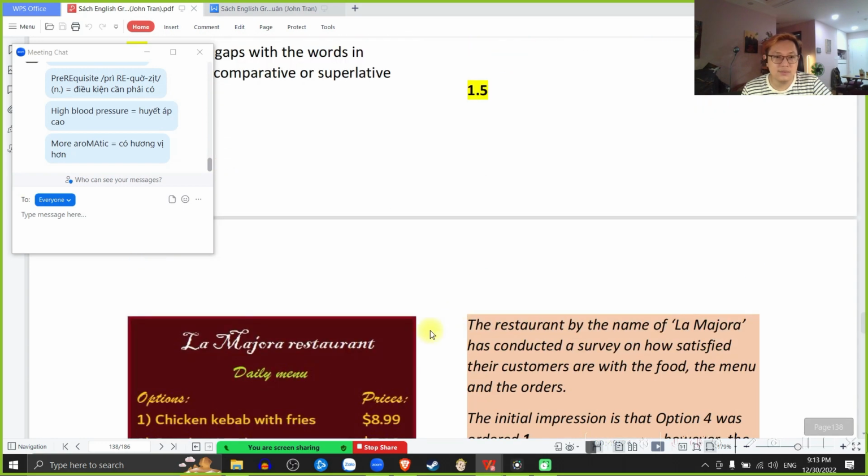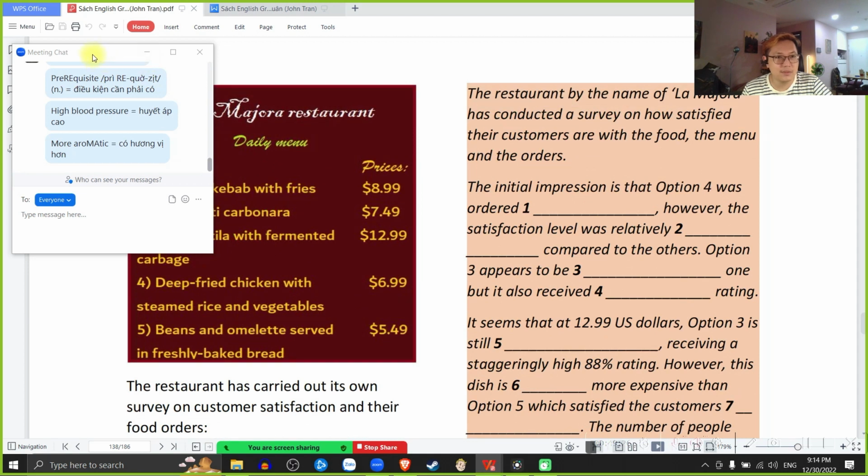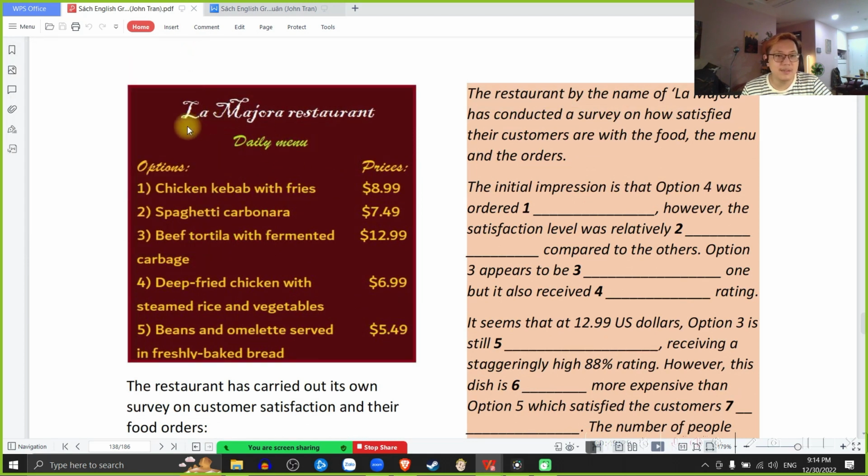Okay, anyway, you can do 1.5 now. You have a menu. This is a menu, daily menu from La Majora Restaurant.